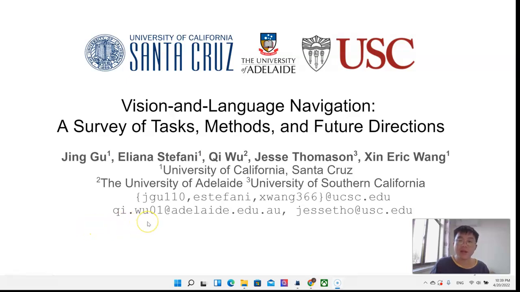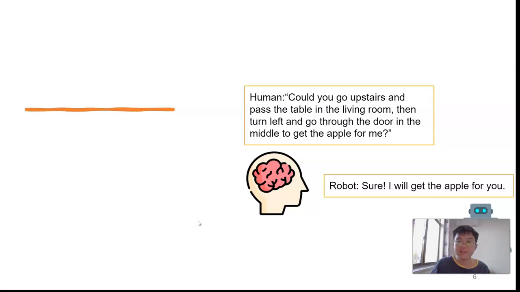Today I'm going to present our paper, Vision and Language Navigation: A Survey of Tasks, Methods, and Future Directions. First, let's look at this example. A human asks a robot to get an apple, so then the robot understands that instruction and answers, "Sure, I will get the apple for you."